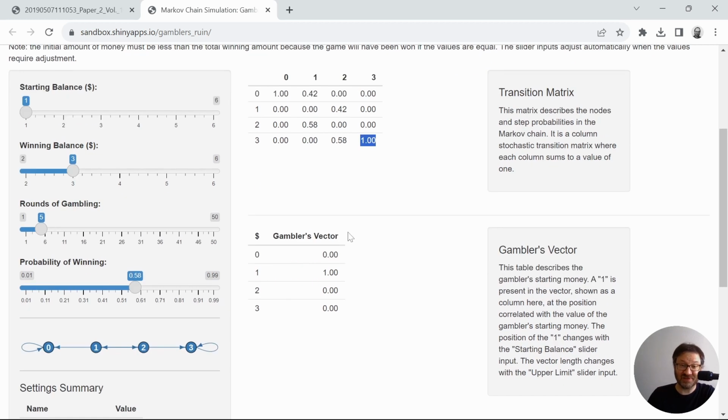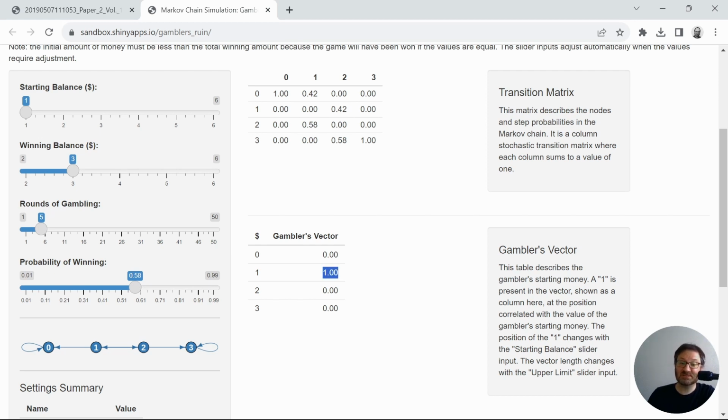The gambler's vector is indicating the amount of money that the gambler has at the beginning. And this will be updated as part of the simulation to produce the output vector, which we'll look at in a moment. But here we can see that the gambler's vector is described in the column of this table, and you'll notice that it is 0, 1, 0, 0. That indicates that the gambler starts with $1 because this 1 is in that position.